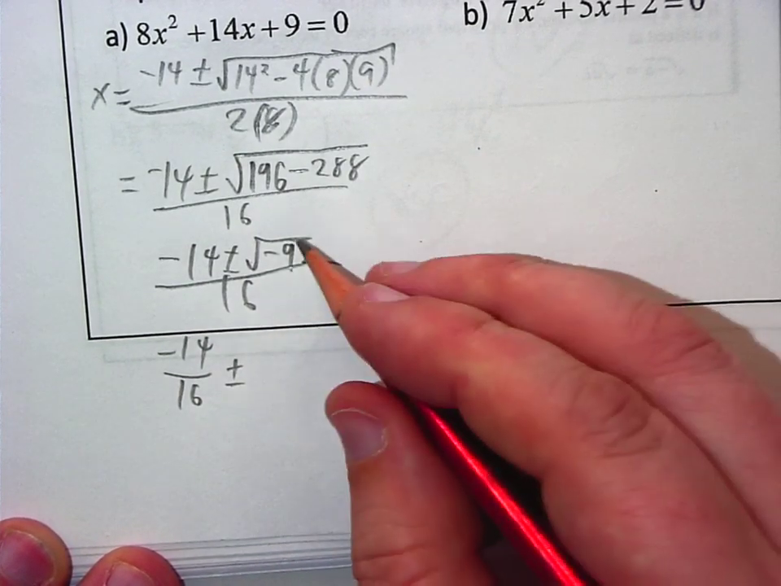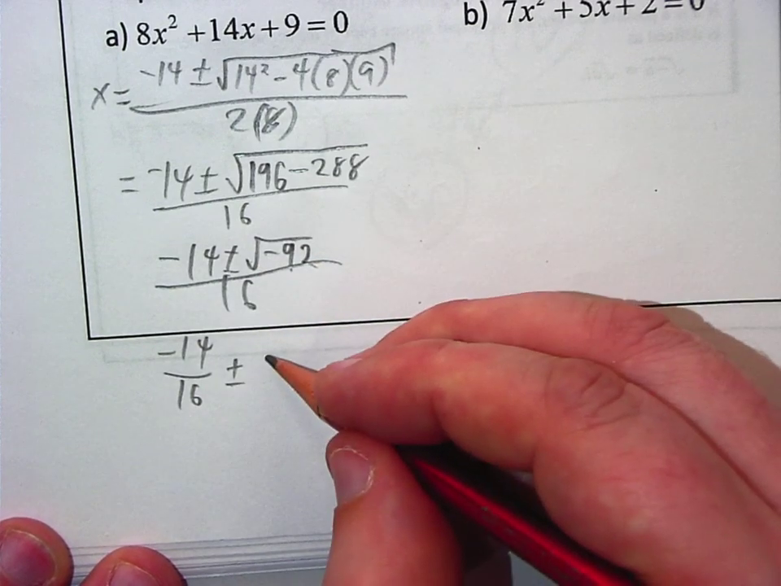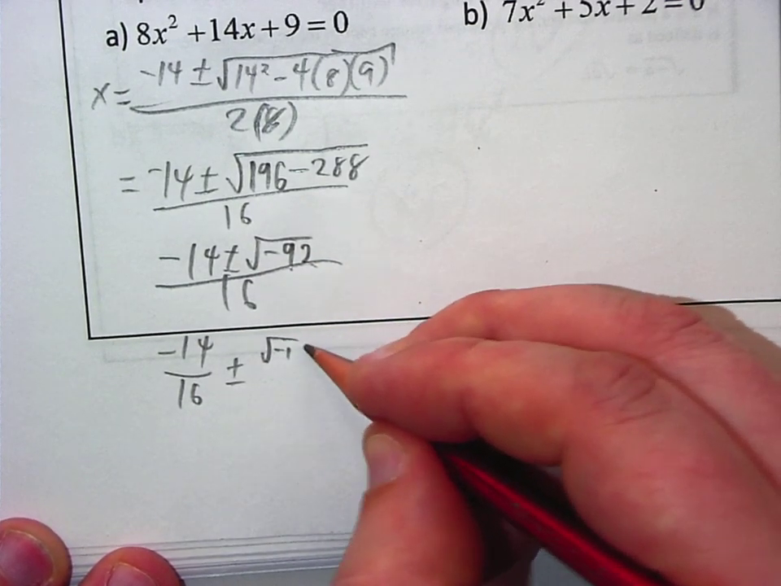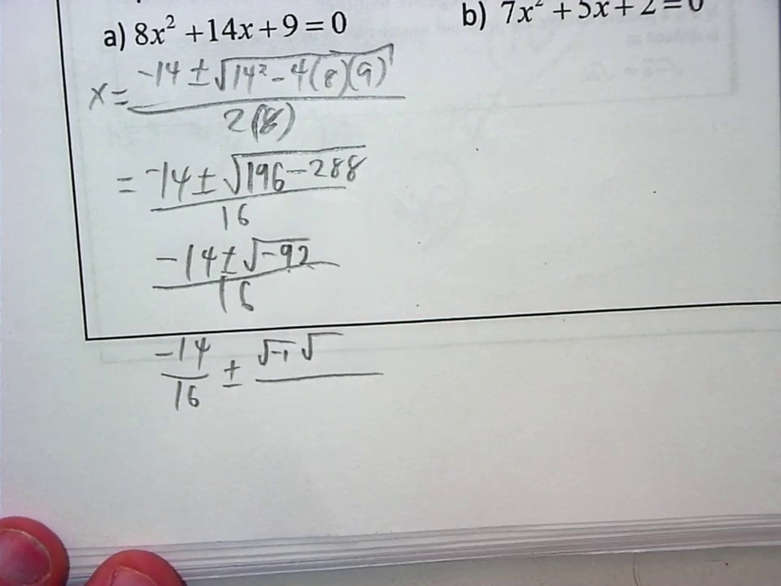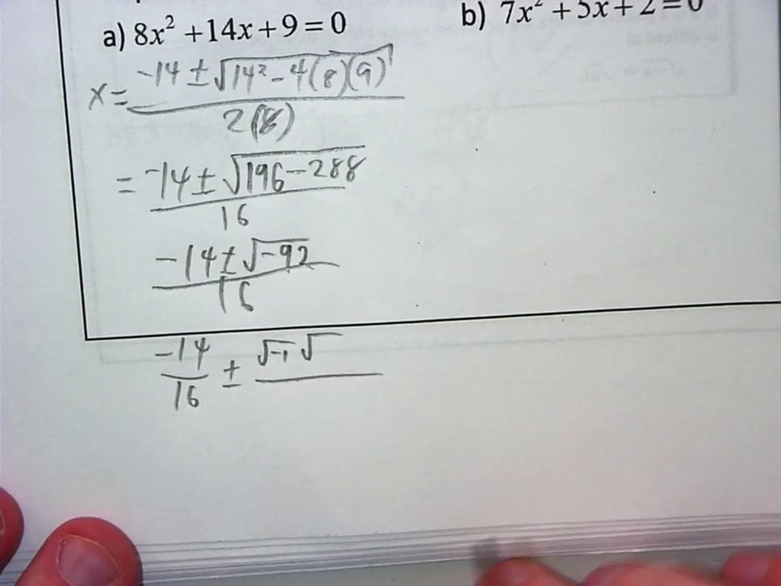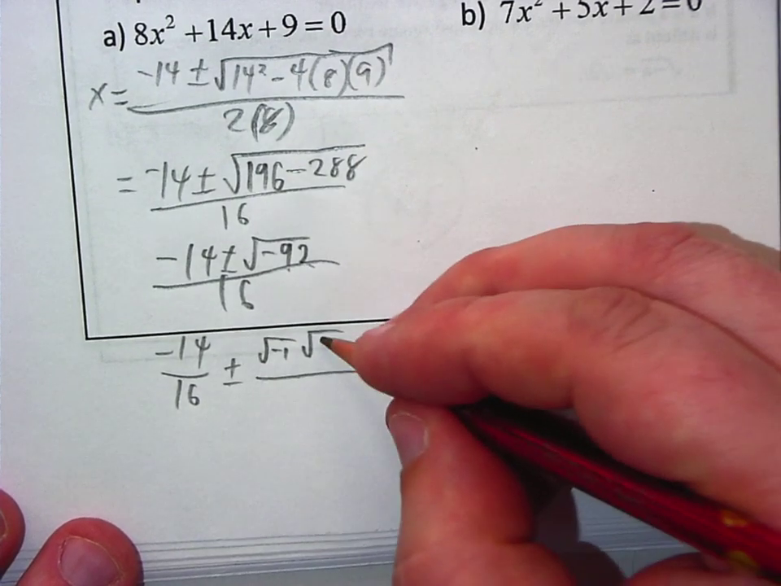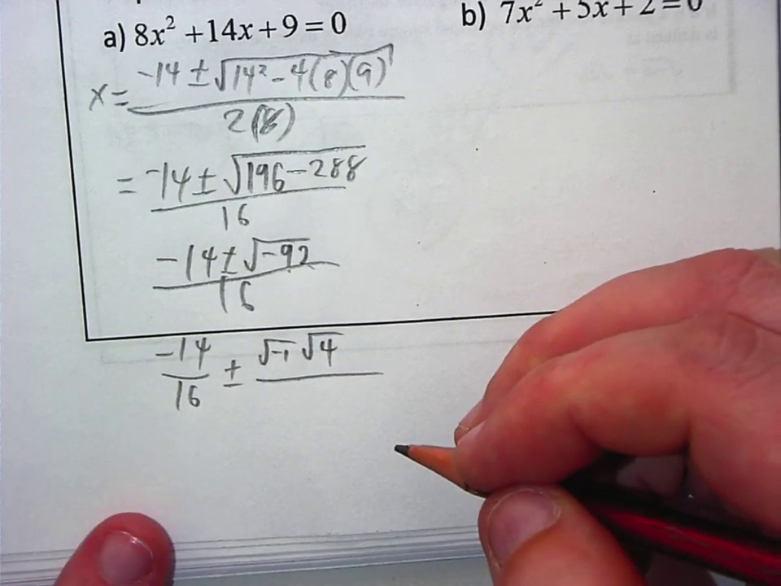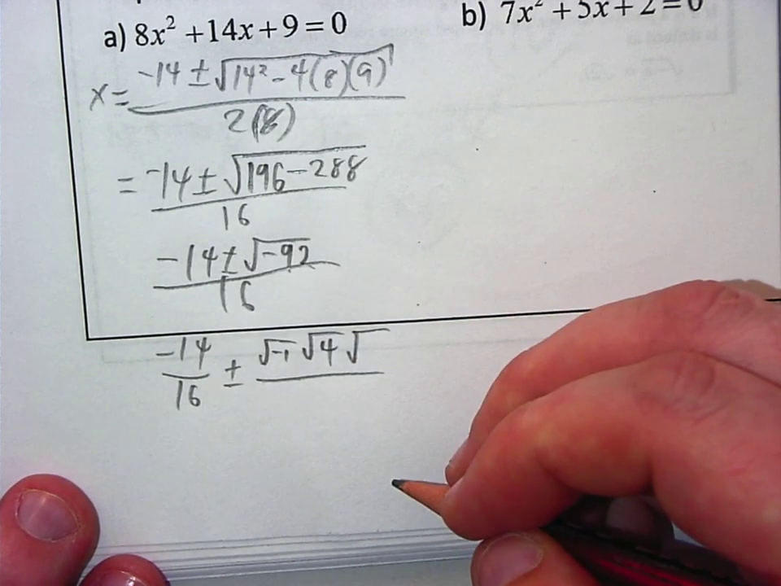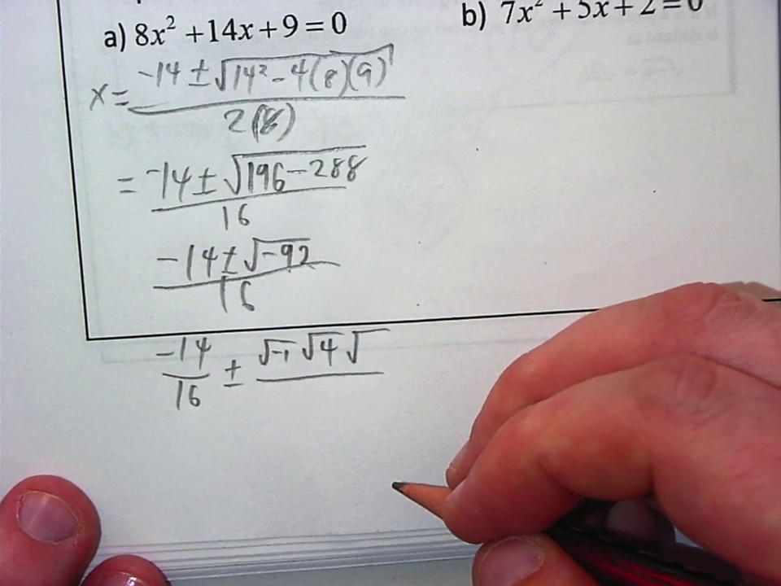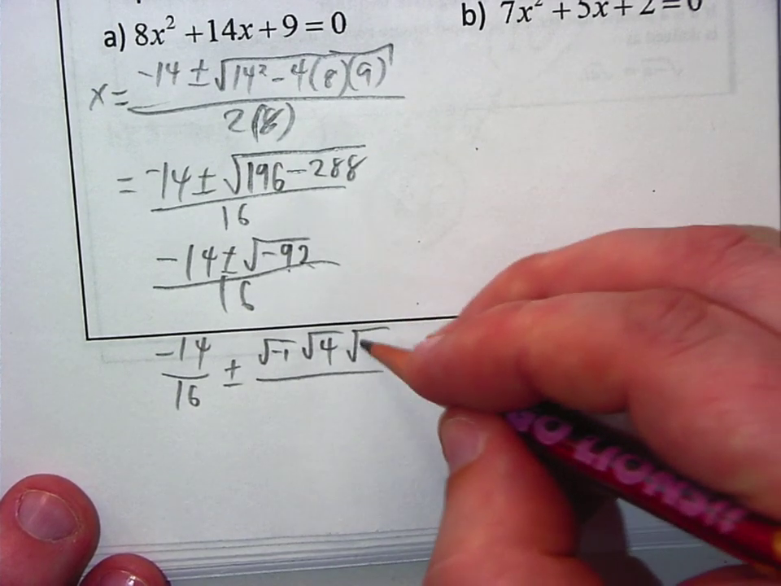Plus or minus. I'm going to split this out. You have square root of negative 1. What perfect square can I take out of 92? Well, what's an easy perfect square I can take out? 4. What's 92 divided by 4? What's 100 divided by 4? 25. This is 8 less, so 23.